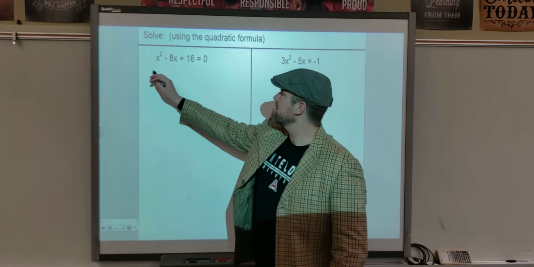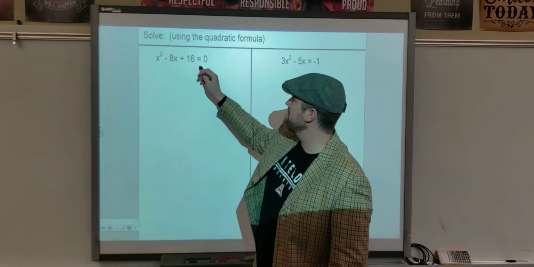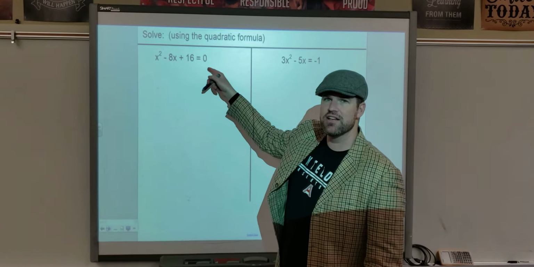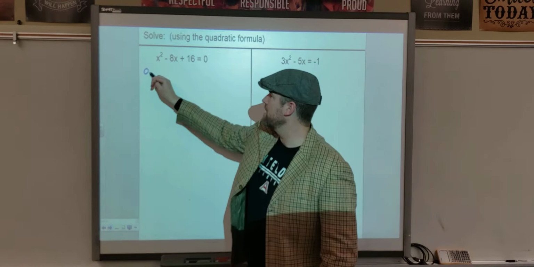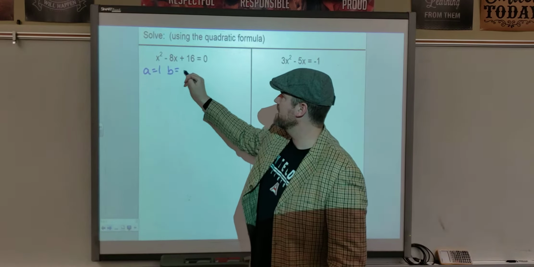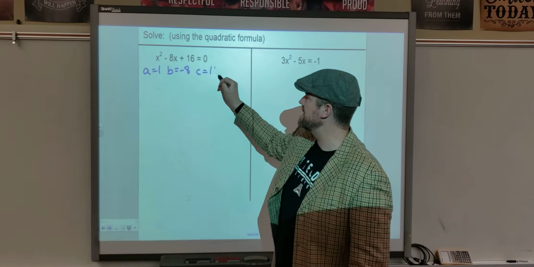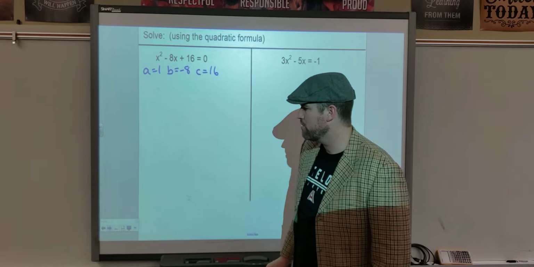So x squared minus 8x plus 16 equals 0. That's good, equals 0. A is 1, B is negative 8, C is 16. Plug it into our quadratic formula.